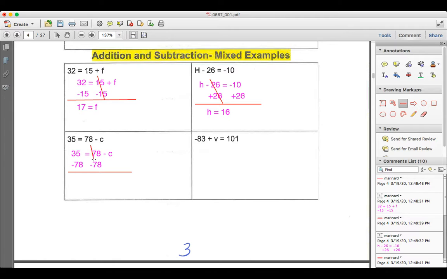on this side. And so what I have left is, if you do it on a calculator, which I am doing right now, you would do 35 minus 78, and that gives you negative 43. Negative 43 equals negative c. And then you would have to switch it. 43 equals c. So I got rid of my negative on one side. I had to get rid of it on the other. So what I do to one side, I do to the other. If I flip it, I have to flip it.